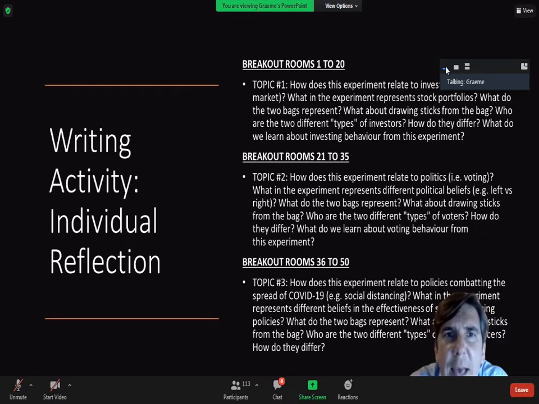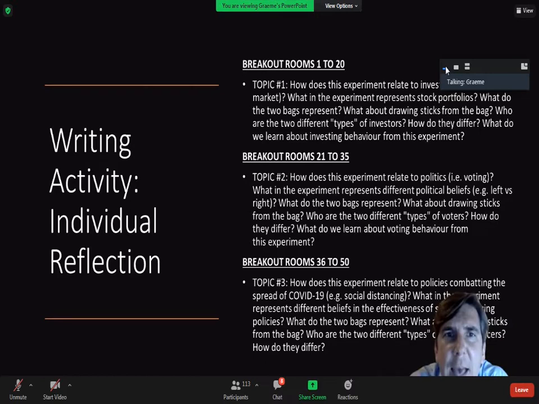If you're in the next group of breakouts, through 20, I would like you to right now individually write about the second topic. The second topic has a series of questions that begins, how does this experiment relate to politics? In other words, voting behavior. What in the experiment represents different political beliefs? For example, whether you vote more for a left-leaning candidate or a right-leaning candidate.